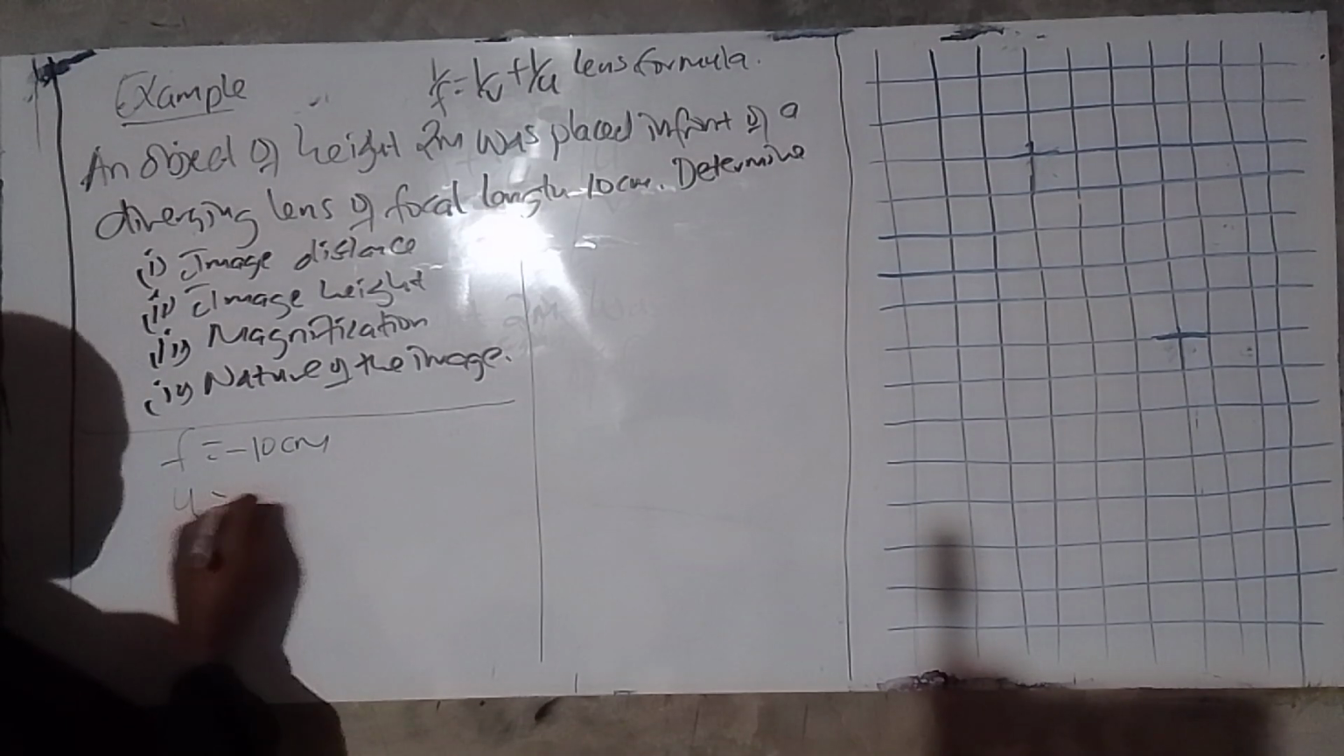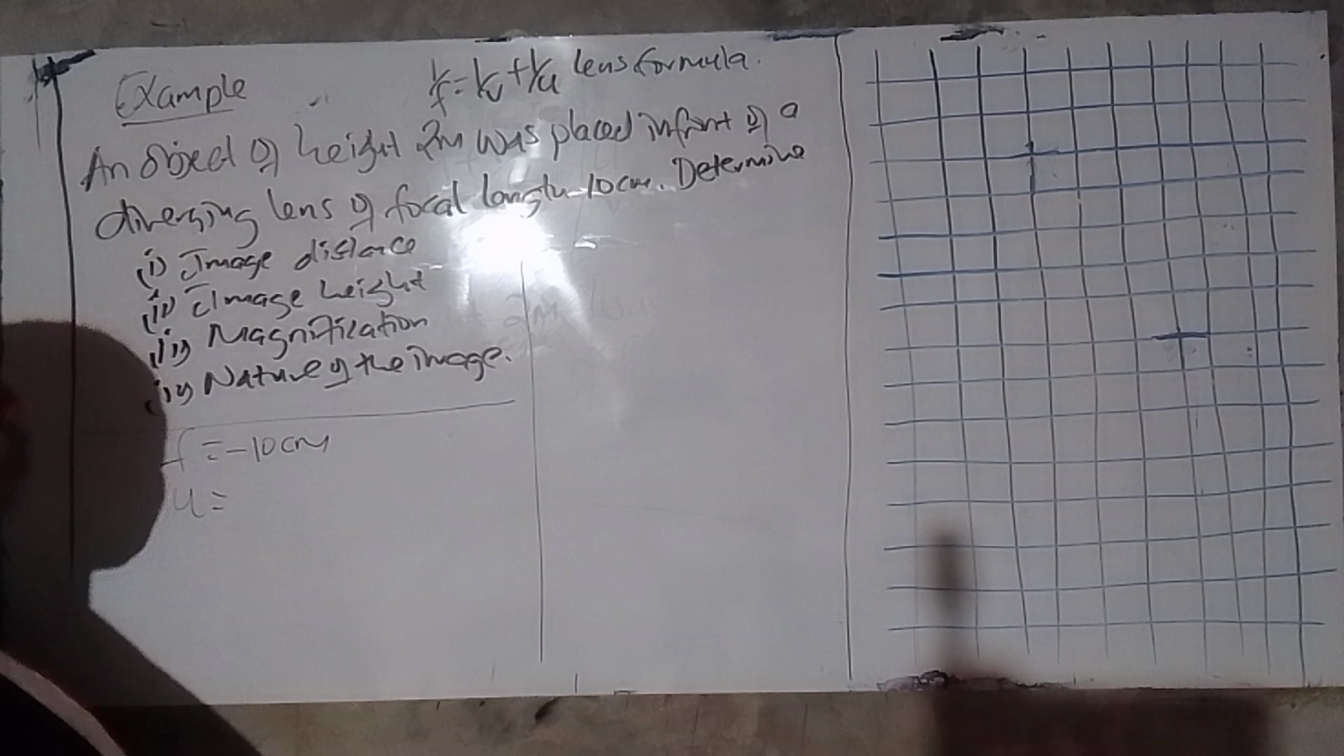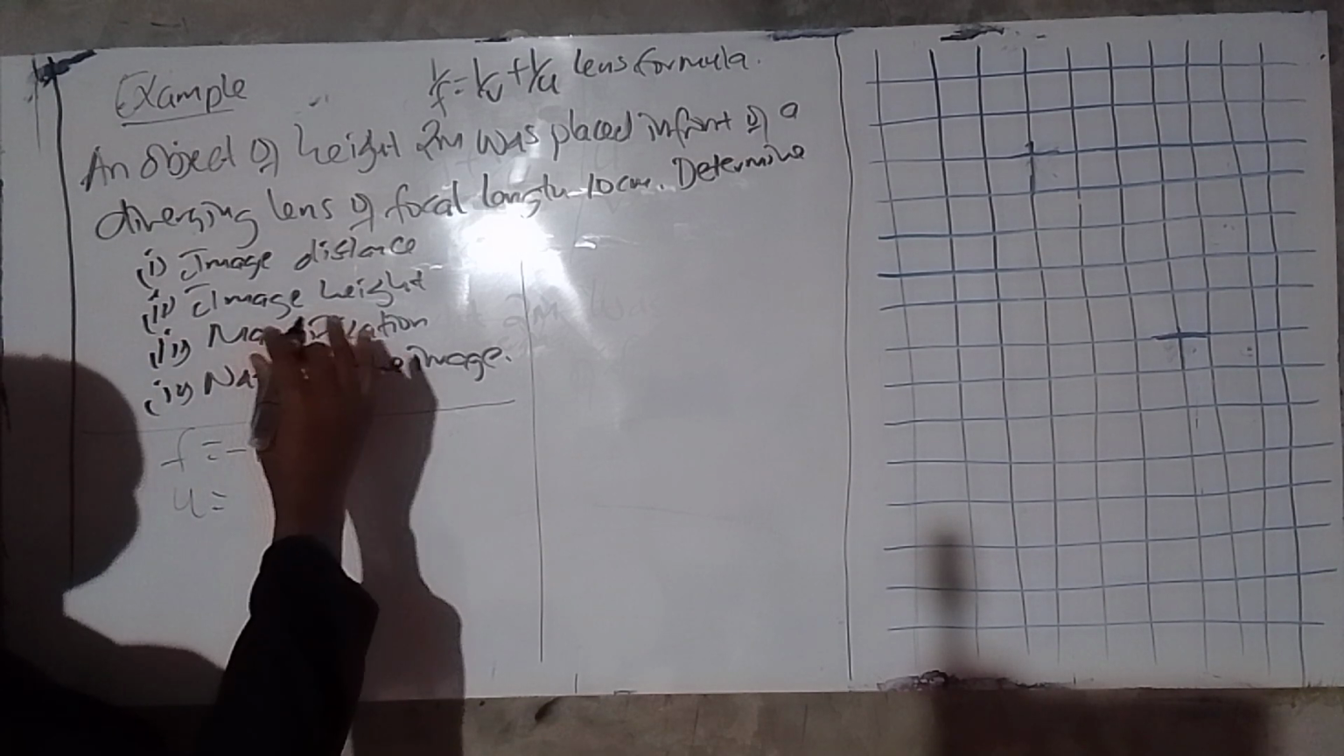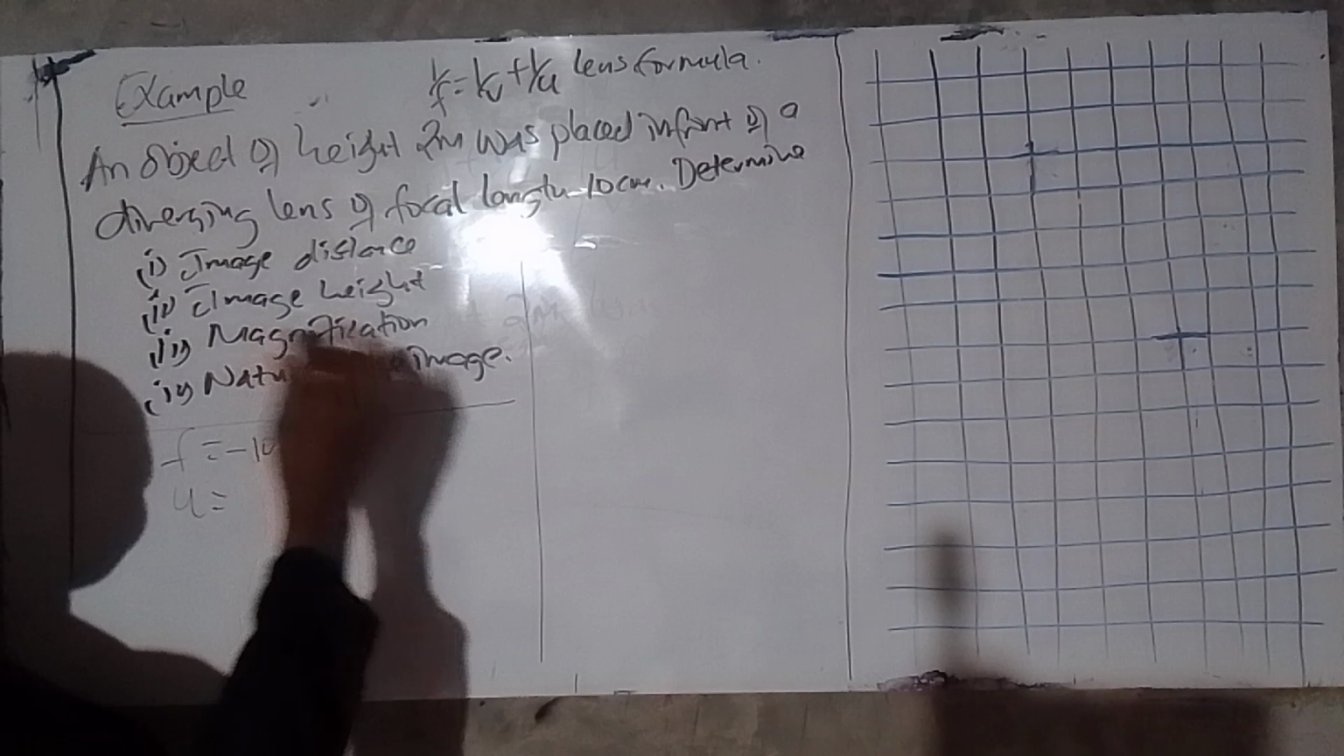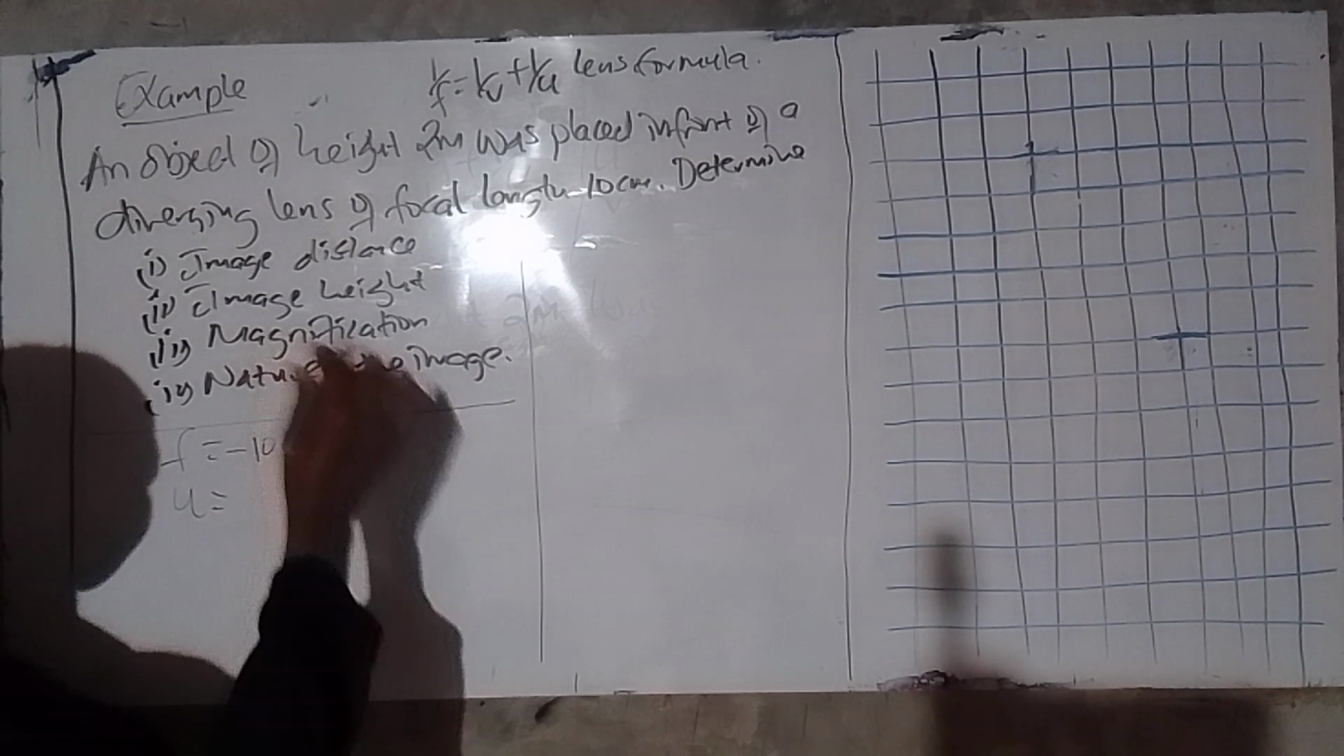So u, the object distance, that also we have an object of height 2 meters was placed in front of a diverging lens of focal length.